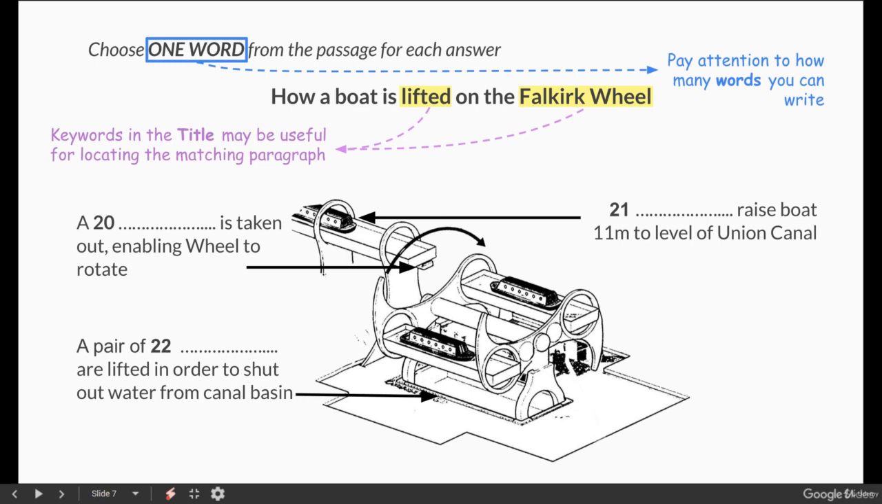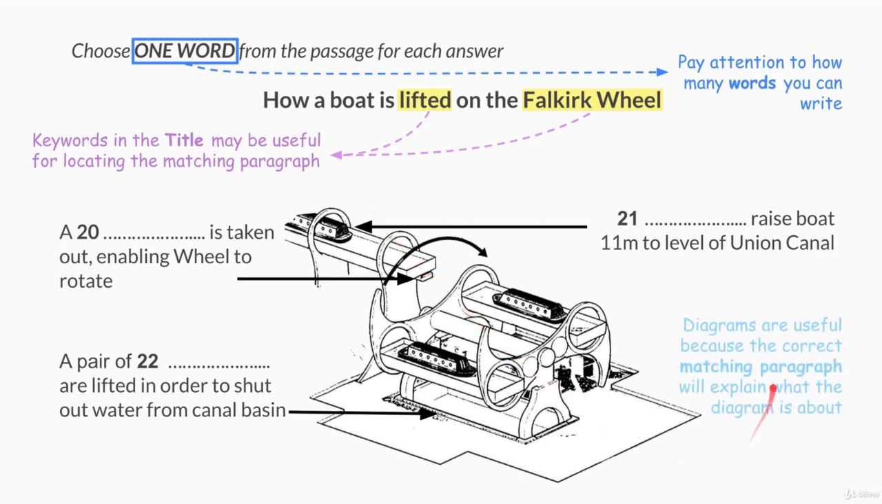Now, the next thing that we're going to do is we're going to start marking the keywords in each one of these questions. So keep that in mind. Diagrams are useful because they can help you to identify the correct matching paragraph for 2 reasons. 1, because they can have titles that can help you to locate that paragraph. Also, you might just look at the diagram and oftentimes the diagram itself can reveal enough information to tell you which paragraph is going to contain the answers for the diagram that you have.